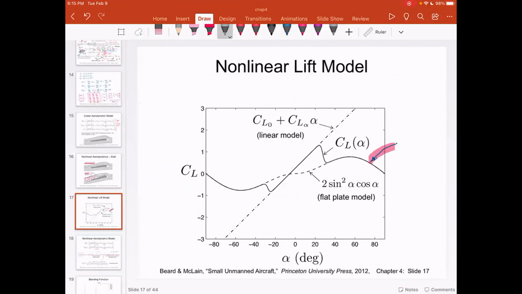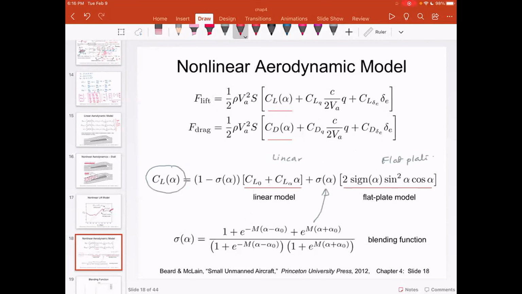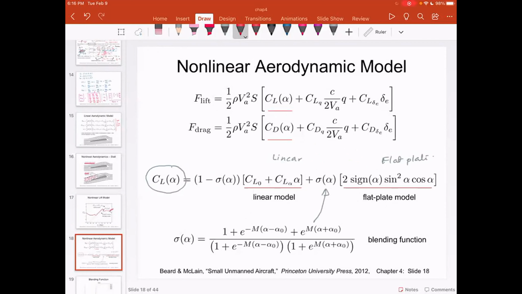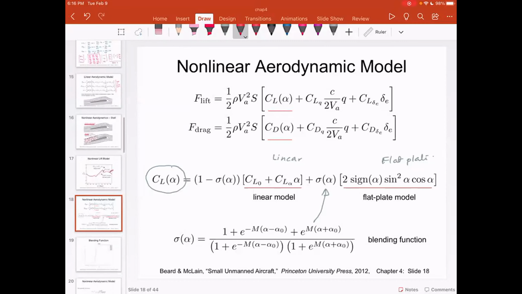This equation is nothing but a mathematical representation of this curve. So if you look at this equation, what is shown over here with this blending factor is nothing but a mathematical expression describing the coefficient of lift with respect to angle of attack. So we use this equation to find out the coefficient of lift at a certain angle of attack, because as you know, if angle of attack reaches a certain threshold, the lift suddenly drops down.